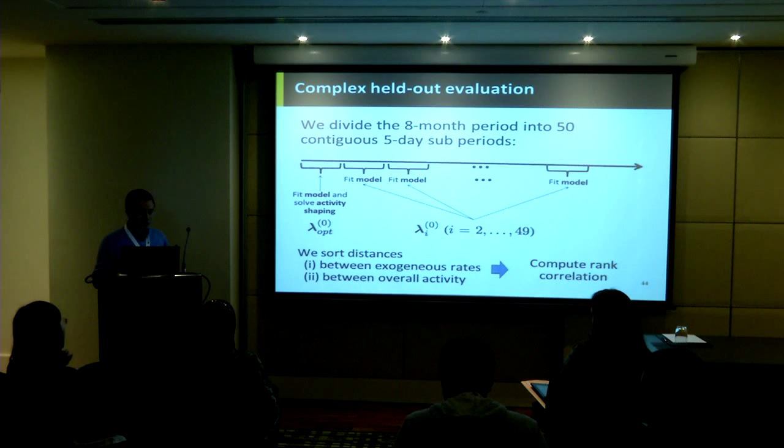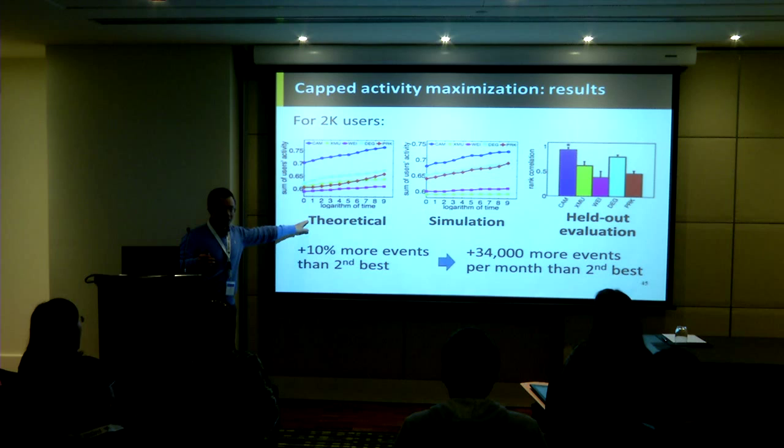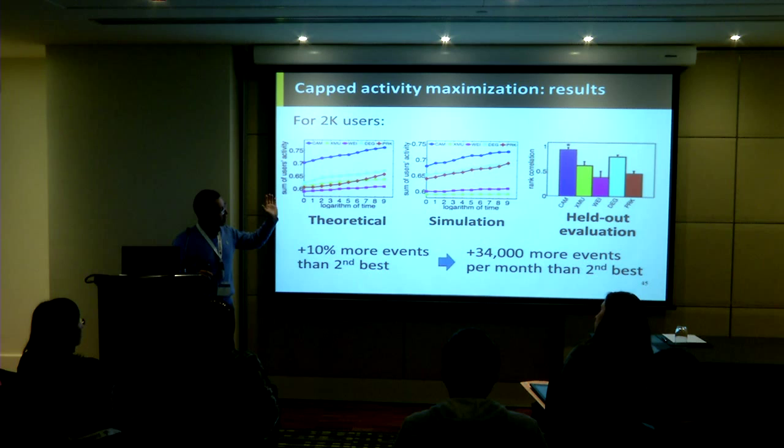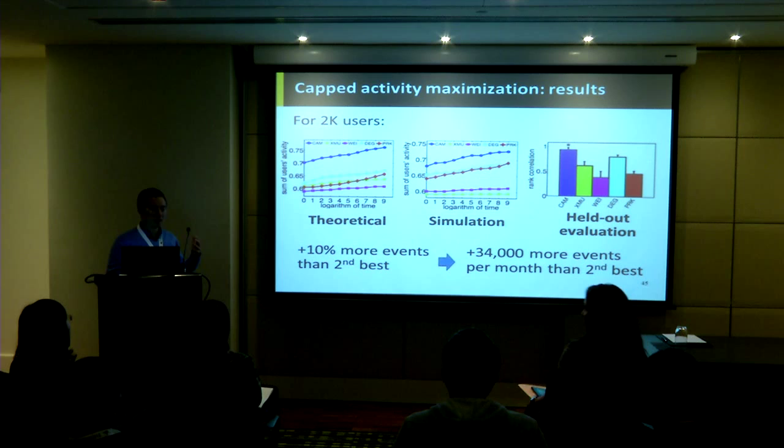real data. The first two panels are evaluated using the theoretical objective, meaning that they just use this linear relationship between this phi matrix, this average expected activity, and the baseline intensity. Okay. And similarly, you can simulate additional events based on the model and see whether your algorithm is giving you something with a better objective. So for the held-out one, using the scheme I explained in the last slides, if the rank correlation is high, ideally it should be one, then it's a better algorithm.